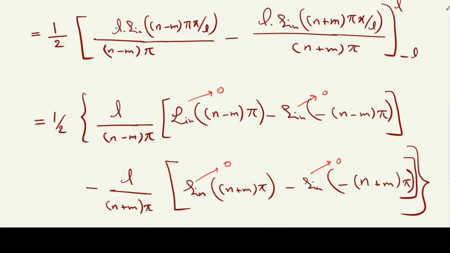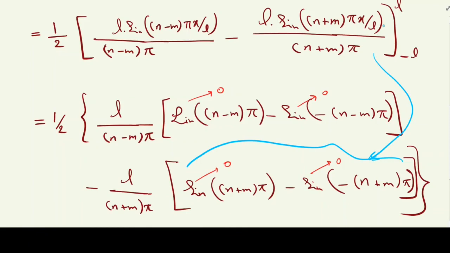So similar to what we did before, we keep this constant outside and we just substitute L and minus L into this term here, the sine function, and we're going to get sine of n minus m times pi, since L is going to be cancelled out from top and bottom. And for the minus L, we're going to get also a minus right next to the argument here. For the second term, this one, we're going to get these two terms.